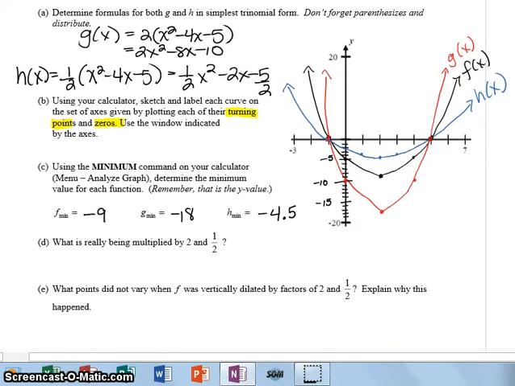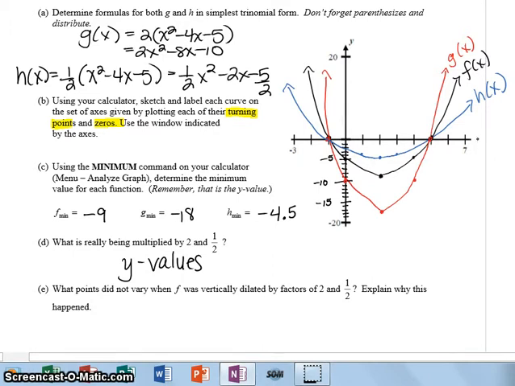What is really being multiplied by 2.5? Okay, all your y values. So just your y's are changing. That's why the parabola shifted up and down, because your y values are changing, but look, your x's didn't change. Okay, what points did not vary when f was vertically dilated by the factors of 2.5?